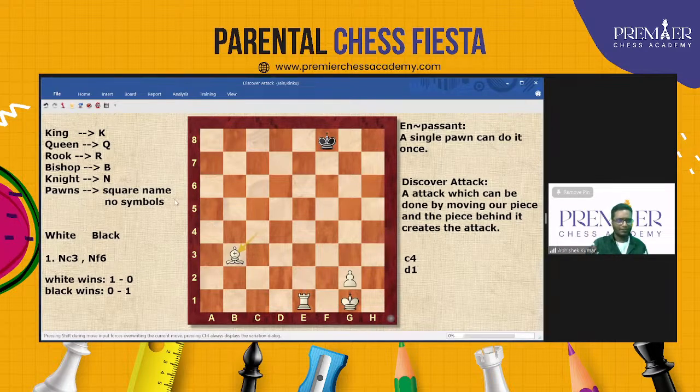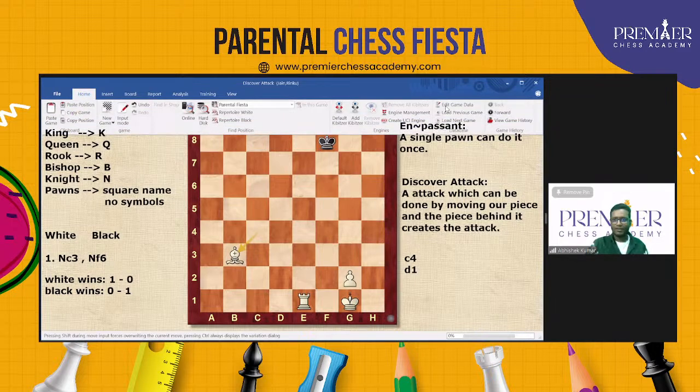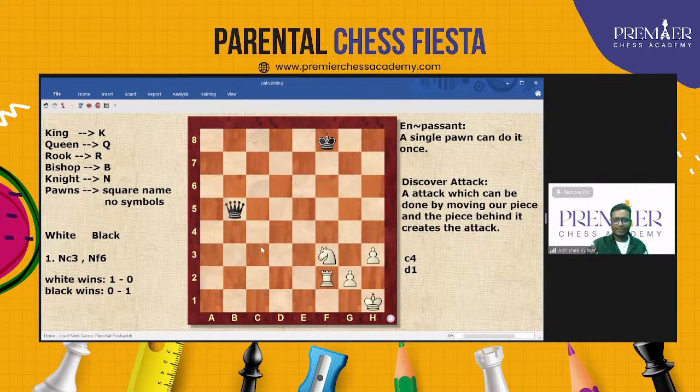Let's have one more example. Let's say this time we got this position, which is a little different from the previous one. Can you tell me, how can we create a discover attack? Knight to d4, okay. Knight to d4, one move. Is there any other move which can create a discover attack?